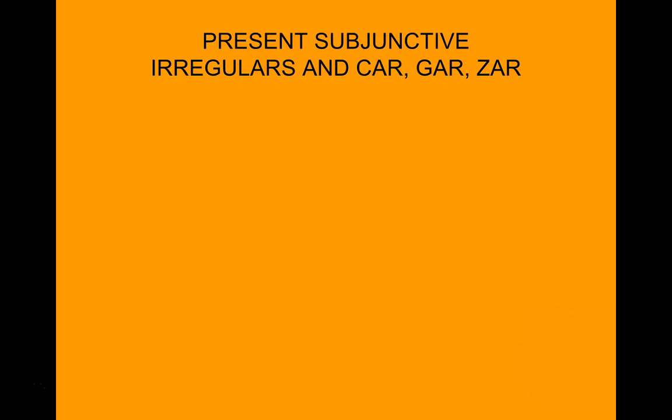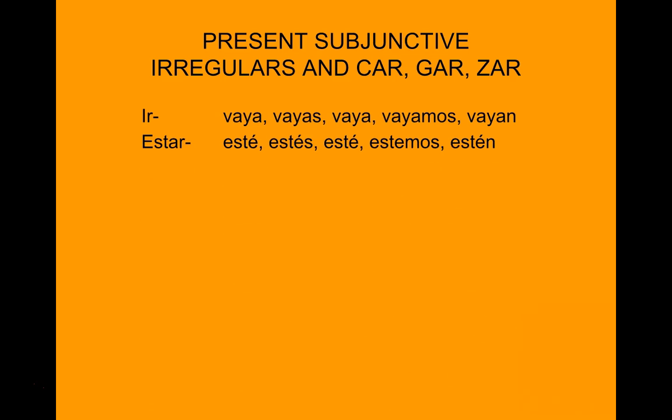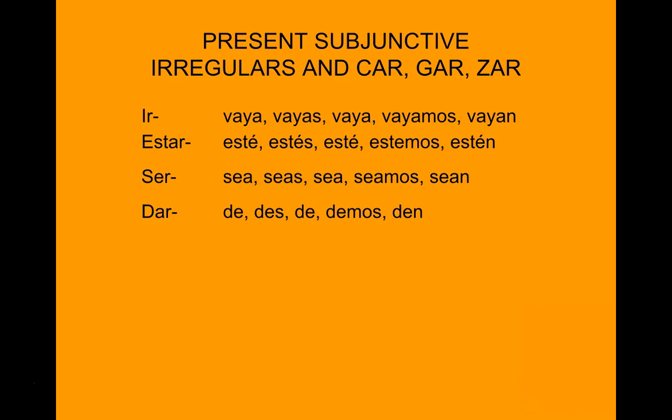There are irregulars, and these are the same irregulars as the commands. These verbs do not have an O in the yo form: voy, estoy, soy, doy, and sé. Since they don't end in an O, we can't follow the steps to drop the O, so these just need to be memorized.